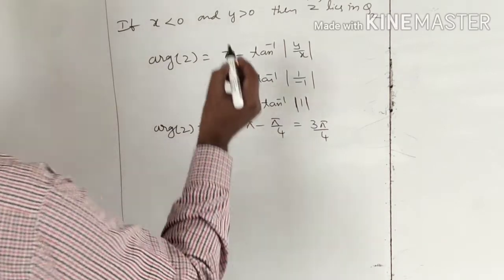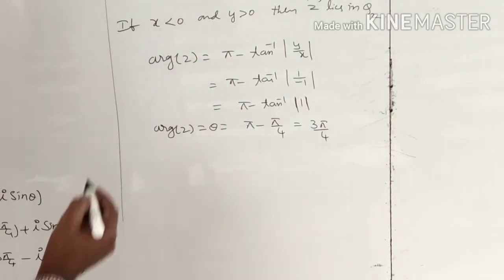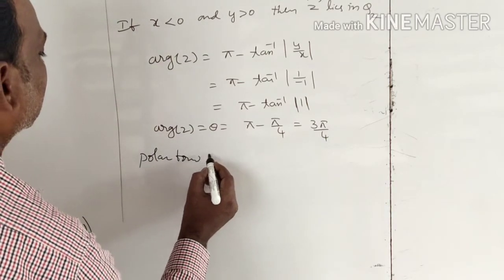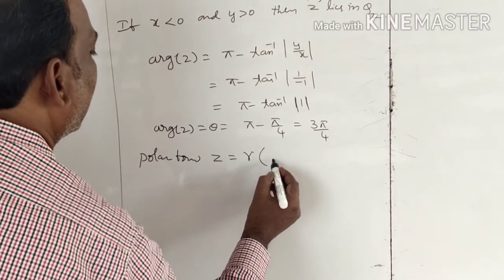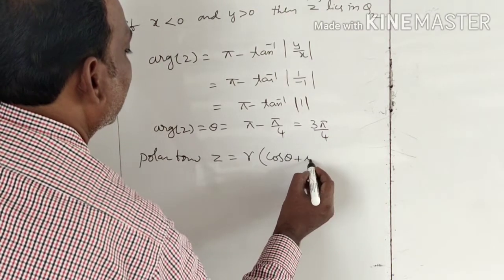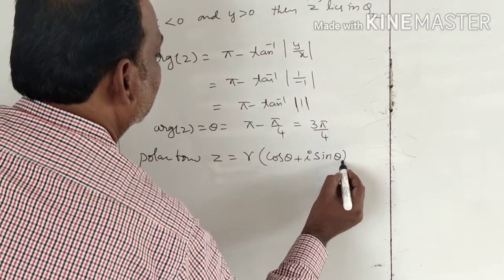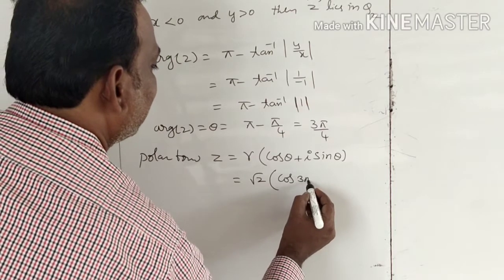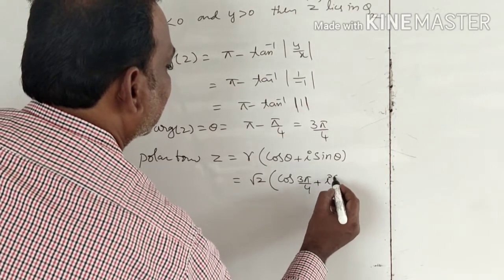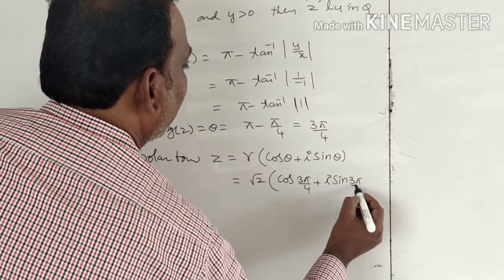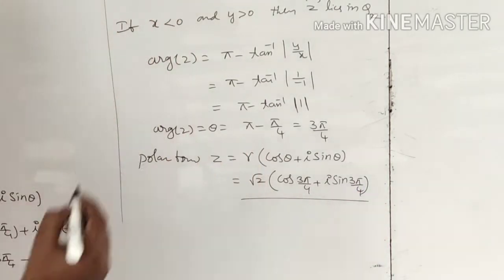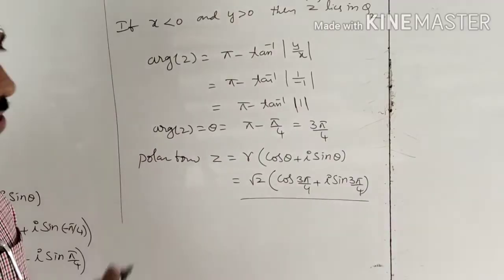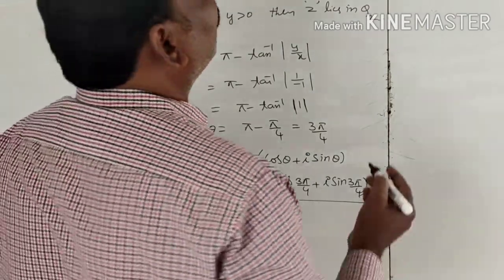We will denote it as theta. So now you got theta and you got r value. Polar form formula: polar form z is equal to r of cos theta plus I sin theta. So you know the r value is root 2, cos of theta value is 3 pi by 4 plus I sin theta value is 3 pi by 4. This is the complex polar form of a given complex number. So I will explain one more problem, fifth problem.